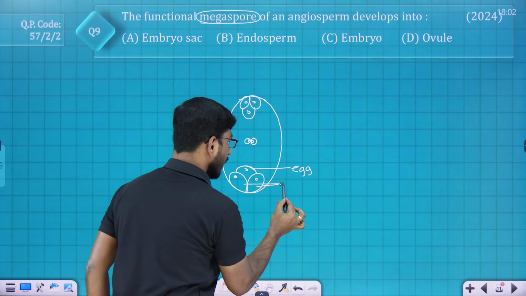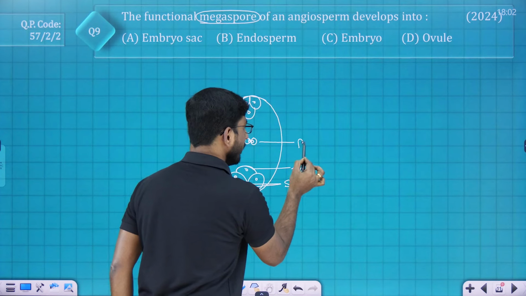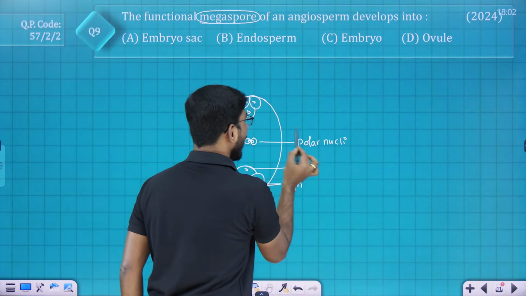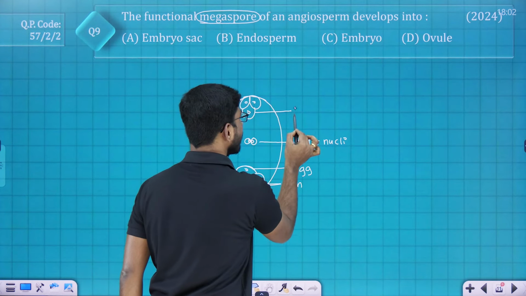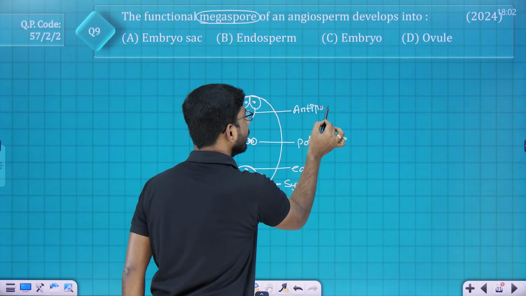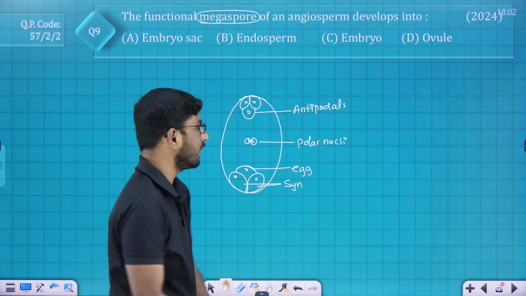These two cells are known as what? Synergids, and this is polar nuclei, and I can call it the central cell. And here, these three are known as what? Antipodals. Now you answer me. This whole structure is called what? Embryo sac. Embryo sac, seven cells with eight nuclei.